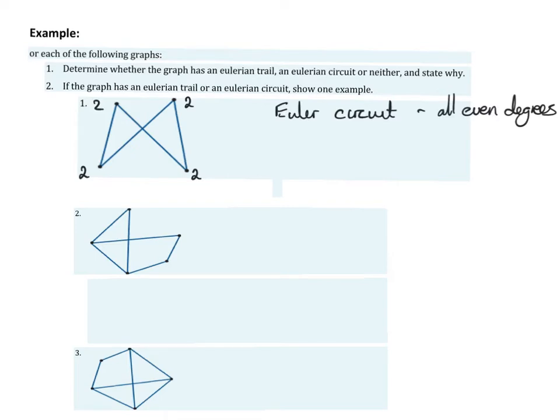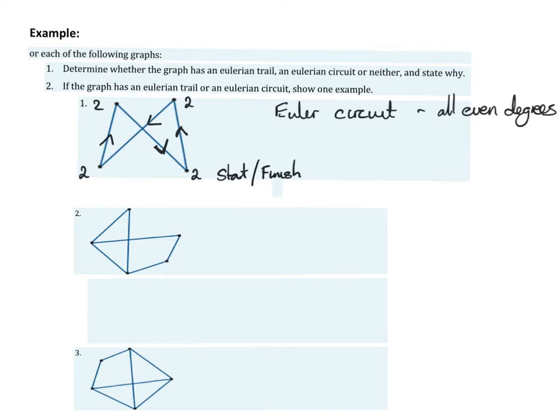So here, because it's a circuit, we can start at any vertex, and so I'm going to go like that, up that way, and then back that way. And obviously I start and finish at the same point because that's what a circuit does. Okay, what about the next one?